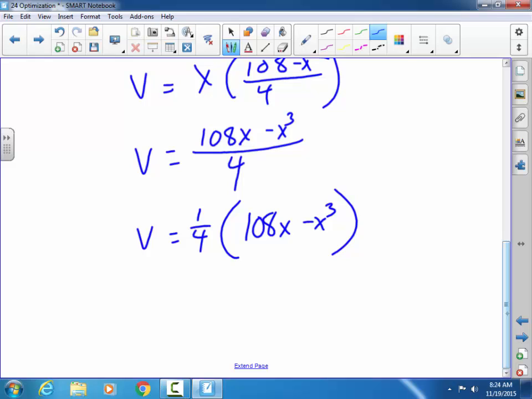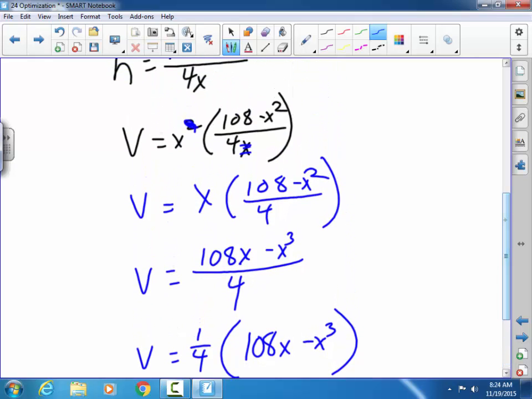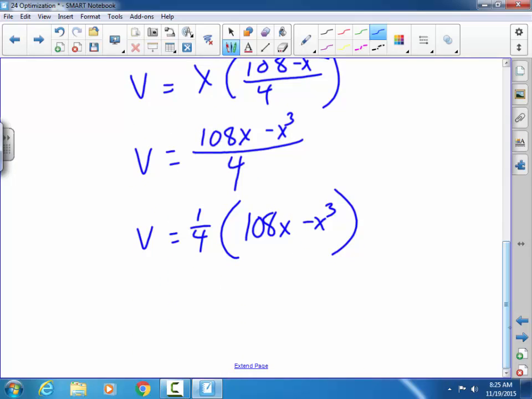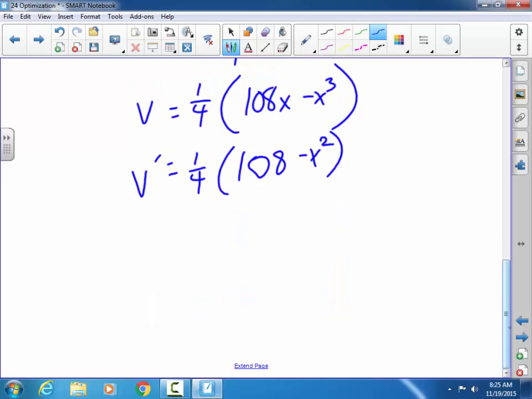So now, this is the easiest way, I think, to take the derivative. You could have taken the derivative back up here at the original one that I had in black. At any step along the way, you could have taken it. I think if you do it down to here, it's an easier problem. So now V prime becomes 1/4 times 108 minus x squared.